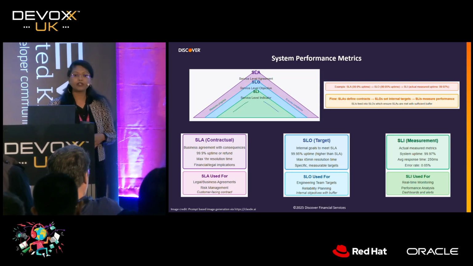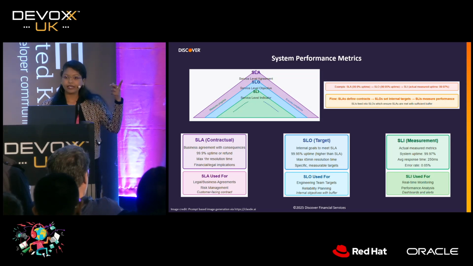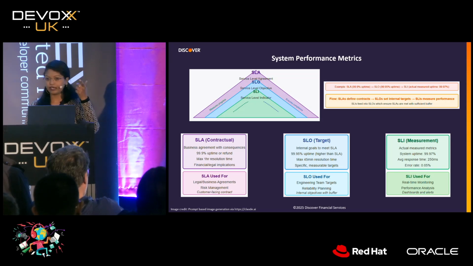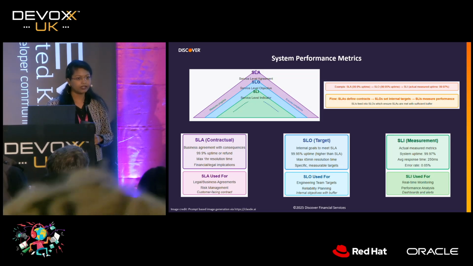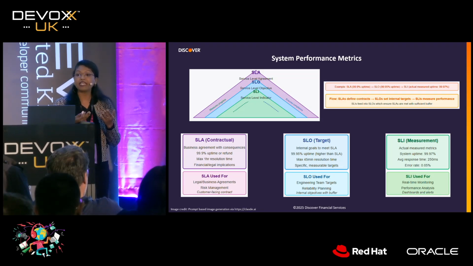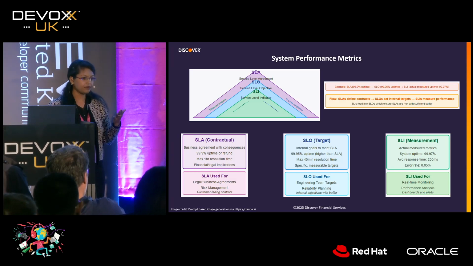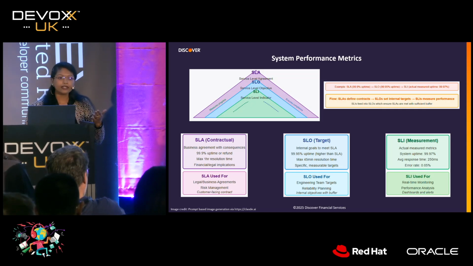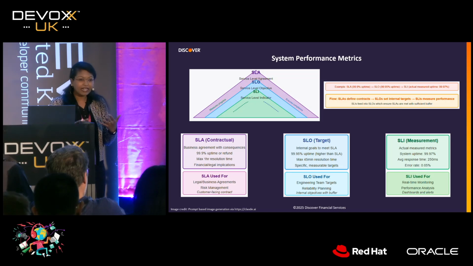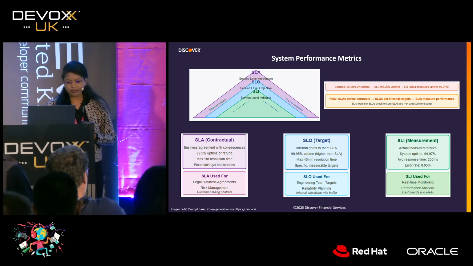Three key terms that we talk about when we talk about system performance: SLA, SLO, and SLI. SLA is service level agreement. That is a legal contract that we are making with our customers. It could be, for example, my system serves 1000 TPS, or my batch processing finishes within 1 hour. That is where we are legally bound to adhere to those SLAs.